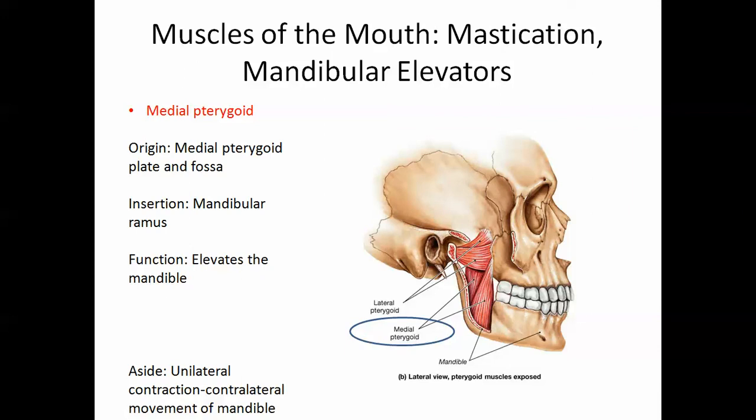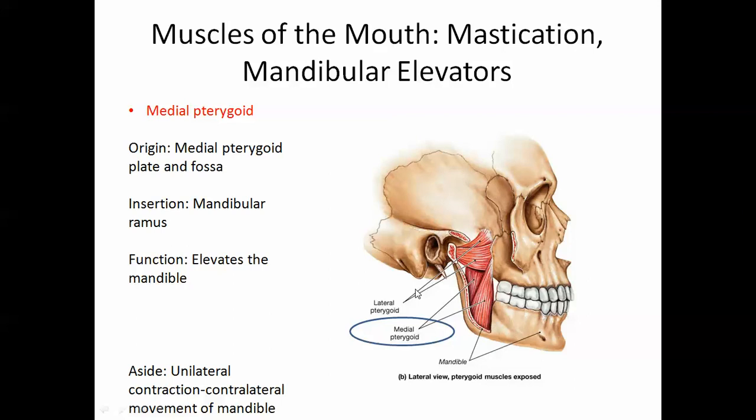All right, medial pterygoid. So do you remember we were talking about the sphenoid bone? And we have medial and lateral pterygoids. So those were the bony attachments for these muscles.